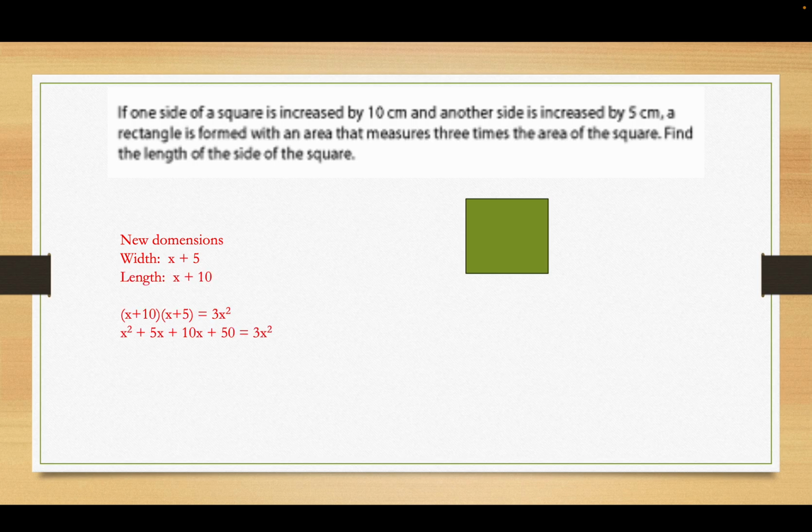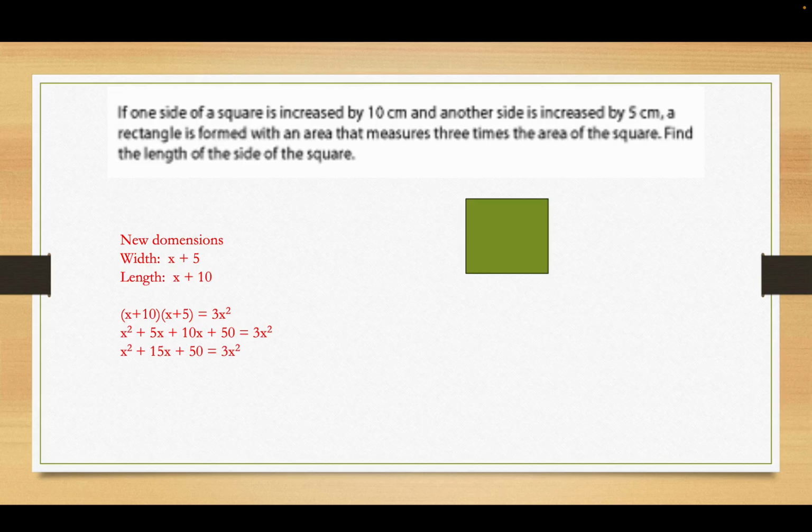So what happens is the new one, x plus 10 times x plus 5, is equal to 3x squared, 3 times the original one. So the original square is x squared, multiply it by 3, and the width is x plus 5, the length is x plus 10. So the new length times the new width is 3 times the old one. Double distributing, I get x squared plus 5x plus 10x plus 50 equals 3x squared.